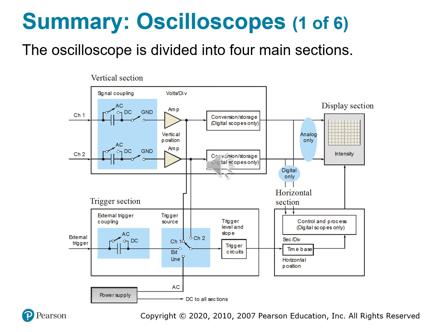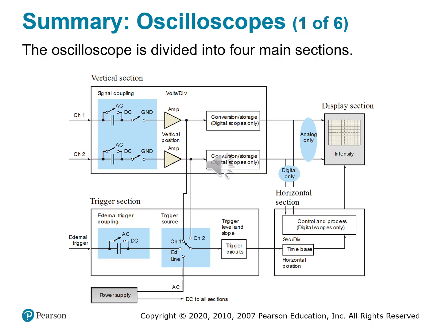And so the horizontal section here, this controls how the waveform is drawn across the screen. So the time base defines how quickly the trace moves in seconds per division. It also manages horizontal positioning. So on digital scopes, this section is handled by processing and control circuits. This section turns time into a horizontal axis. It lets you analyze wave shape, timing, frequency, and so forth.